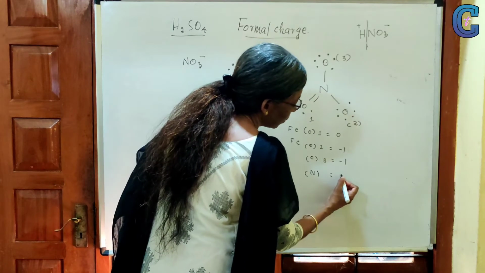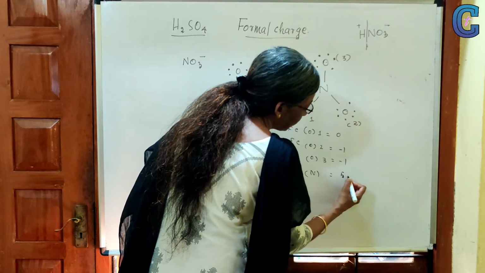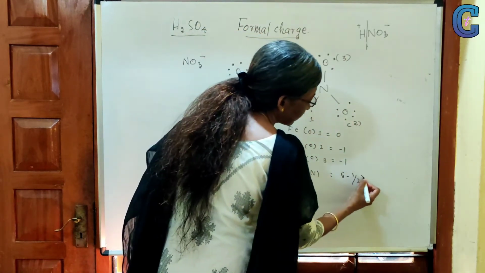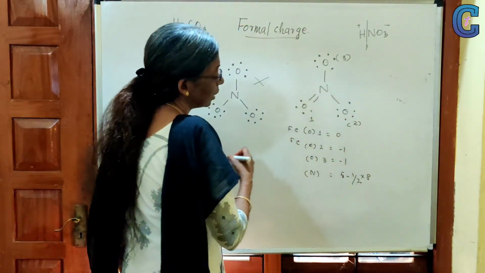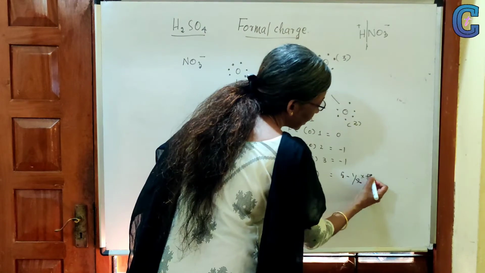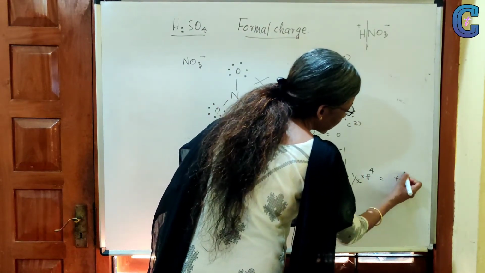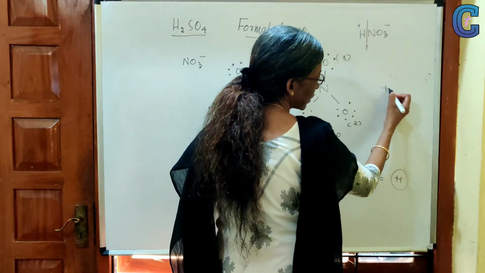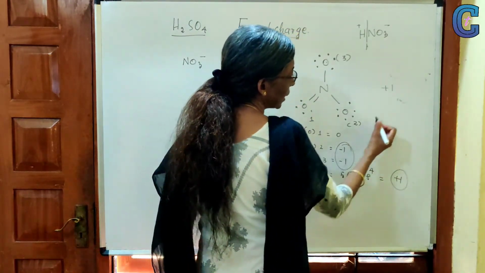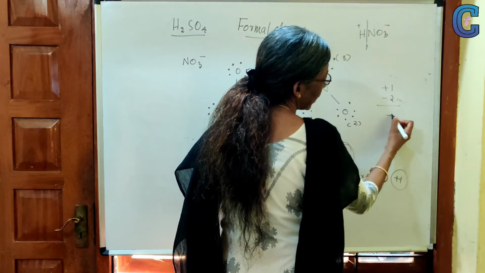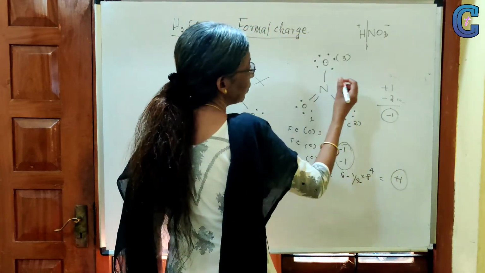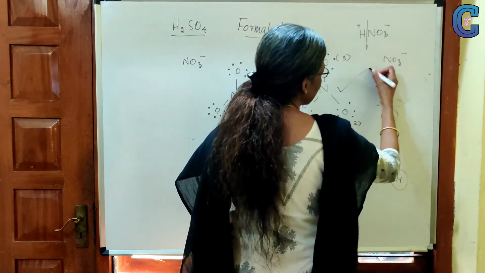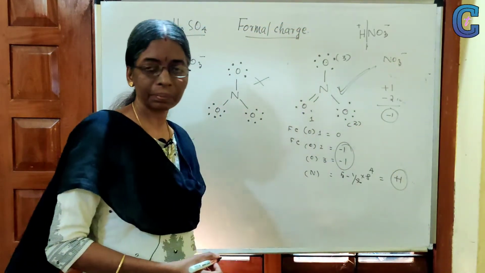Nitrogen is equal to valence electron 5 minus half into 2, 4, 6, 8. Then cut this one, you will get +1. You see, this is +1. Total charge +1. For 2 oxygen atoms, -2. So what will come? -1. So when we write this, NO3 -1. So this structure is 100% correct.